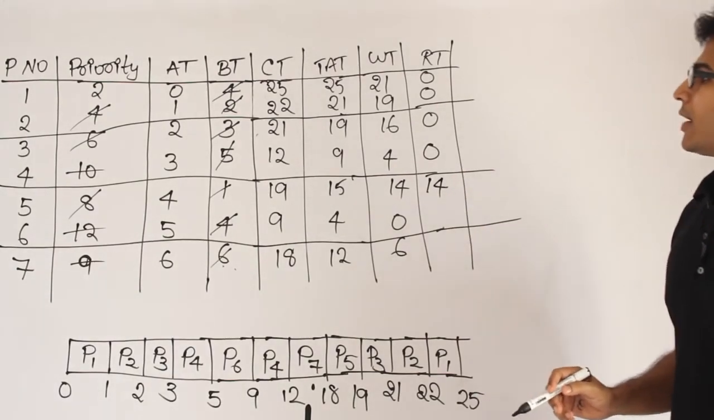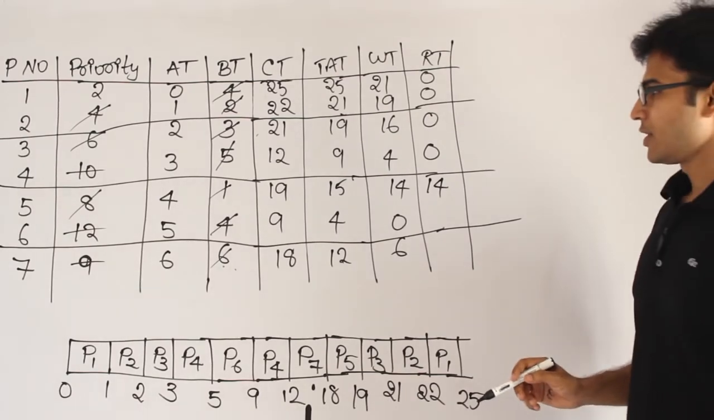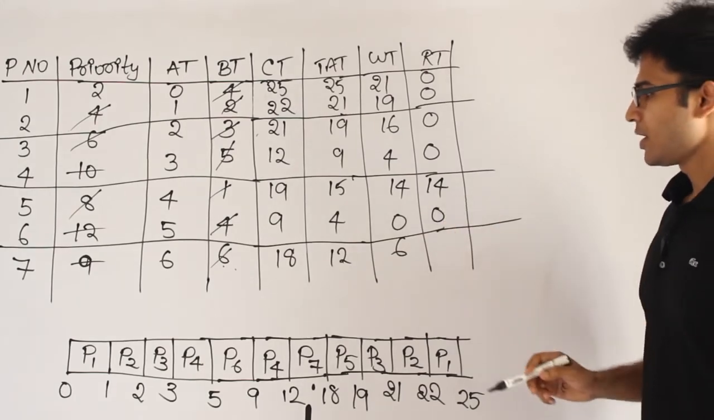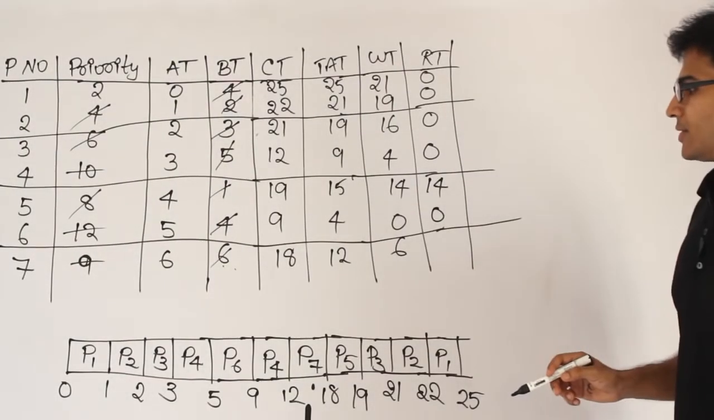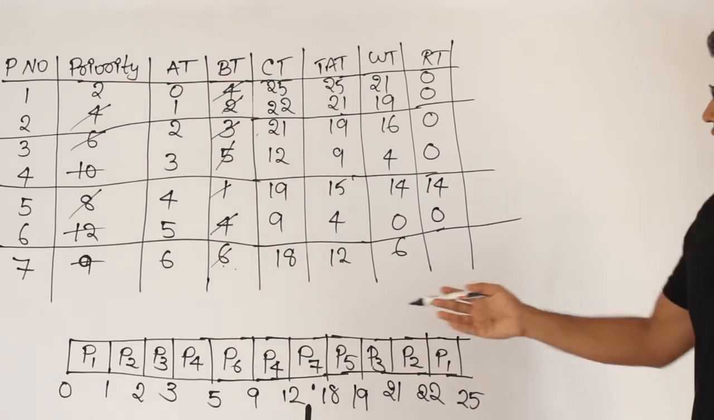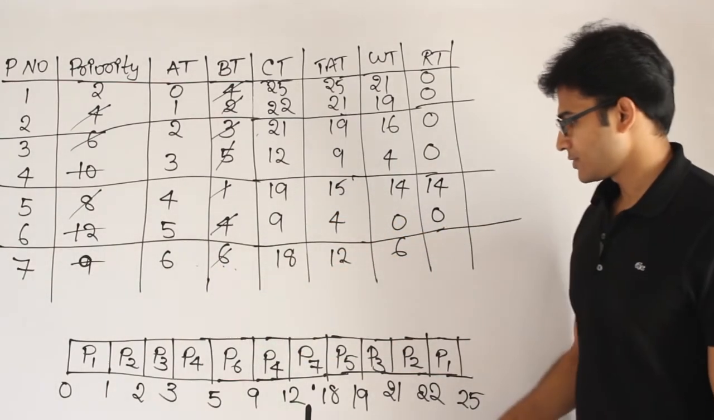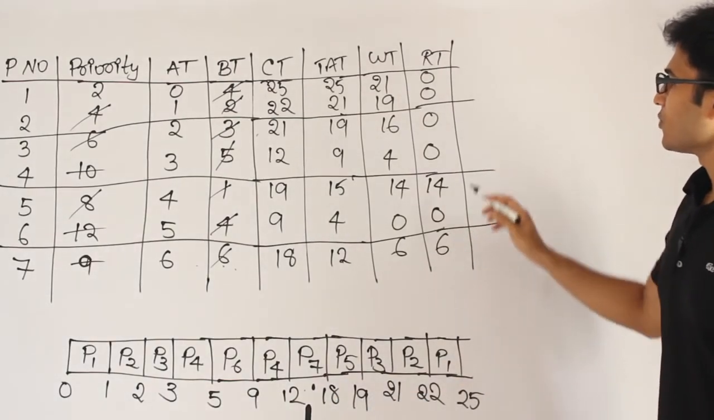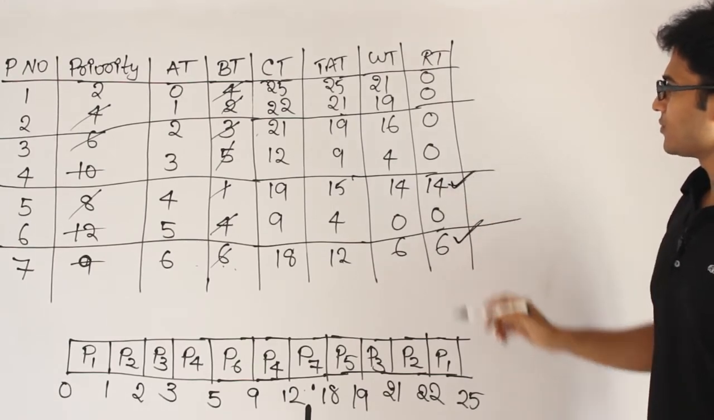Check that. And then P6 arrived at 5 and it got immediately scheduled at 5, therefore its response time is 0. And P7 arrived at 6 but it got scheduled at 12, therefore its response time is 6, right? So only these two have a response time which is non-zero.